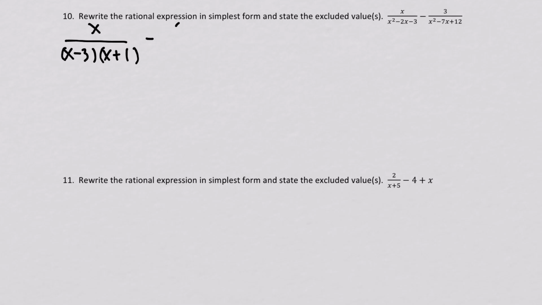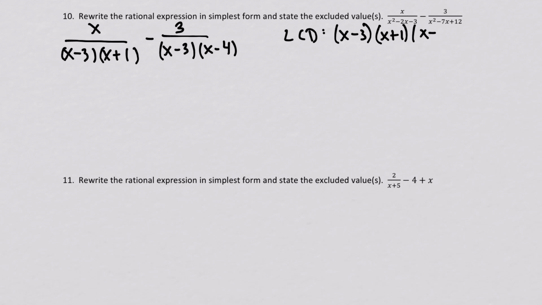I don't have to go through the entire factoring process, right? Minus the other rational expression is going to be 3 over. Now if I factor that, I'm going to get x minus 3 and x minus 4. Using those two things, I know that the LCD, the least common denominator, is going to be x minus 3 times x plus 1 times x minus 4, right? I do not write x minus 3 again because it's included in both of the denominators.